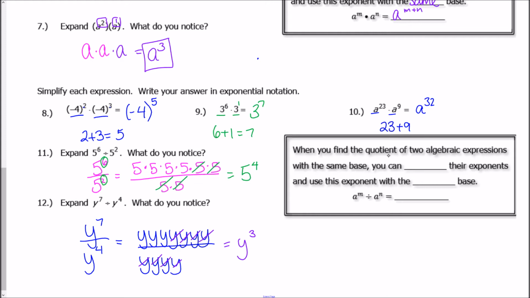So when you find the quotient, quotient means division, of two algebraic expressions with the same base, you can subtract their exponents and use this exponent with the same base. So a to the power of m divided by a to the power of n is a to the power of m minus n. Okay?